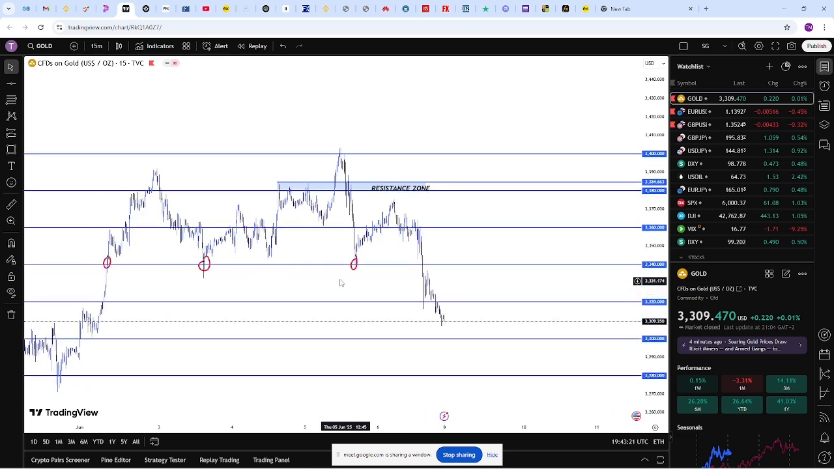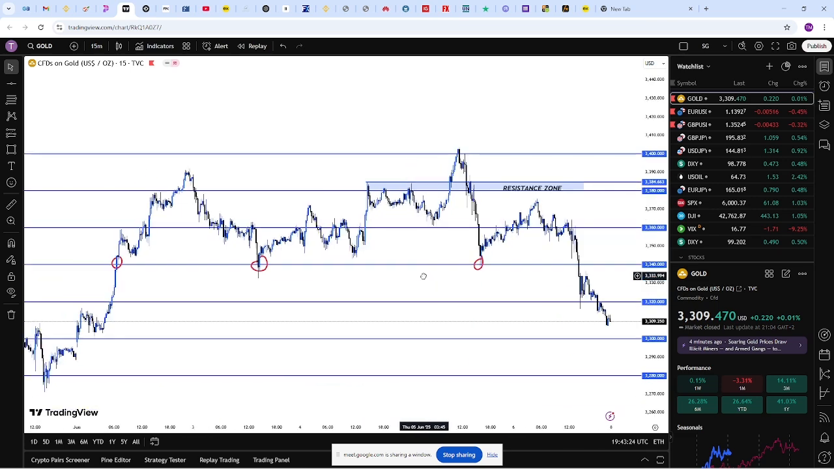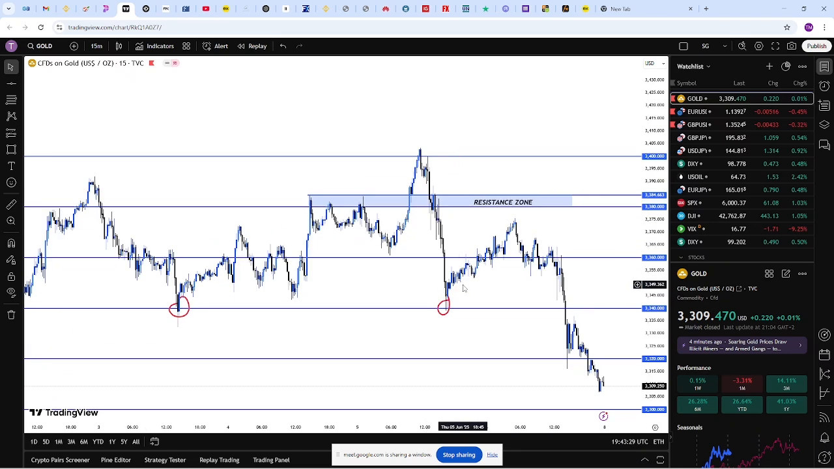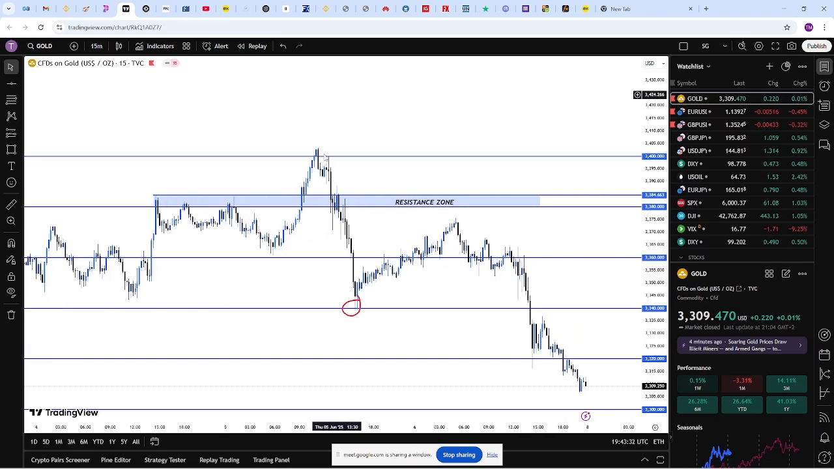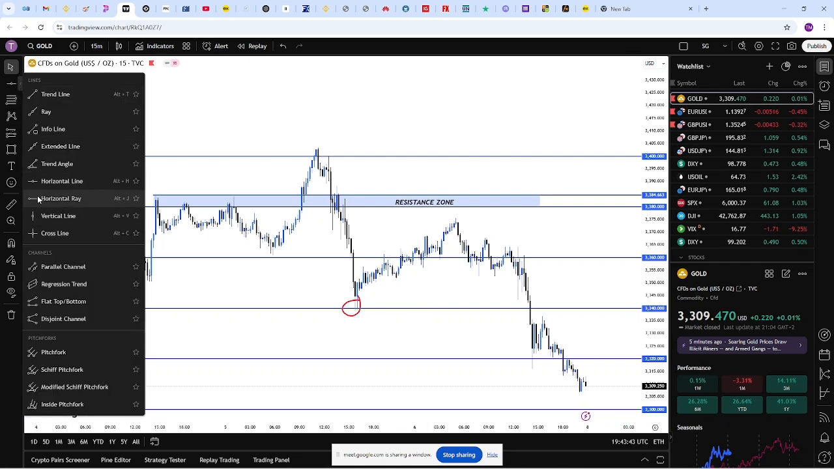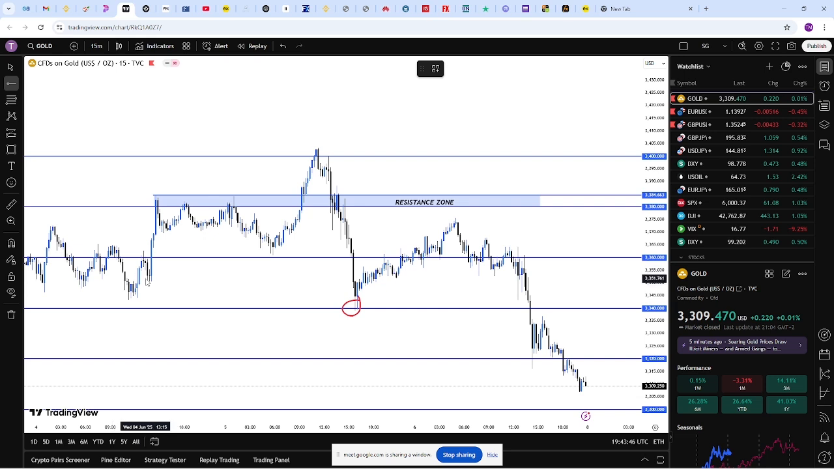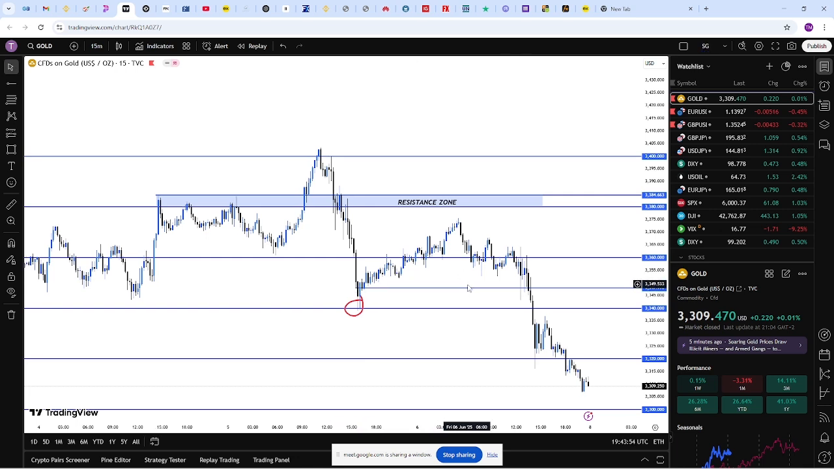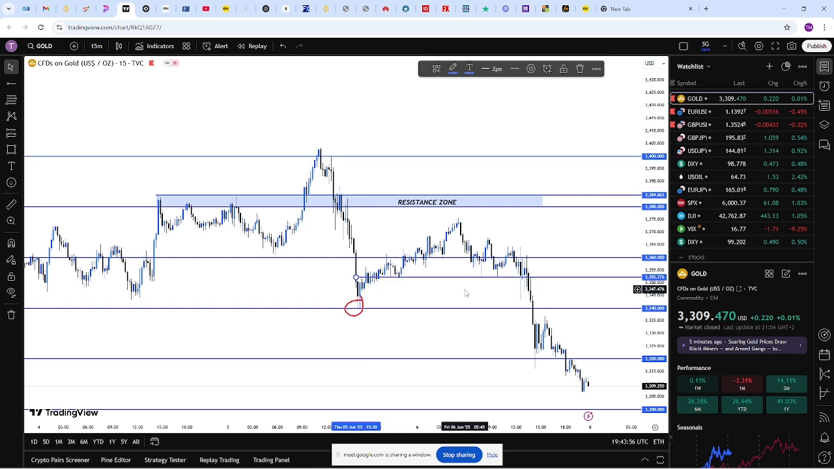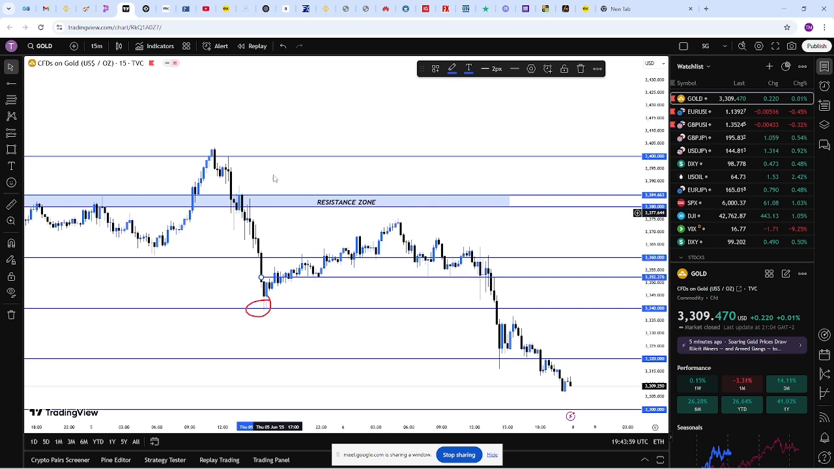And if it has gotten to this place, you take your time, you zoom out, and then say, if it has gotten here, I'm expecting it to get there again. If you still want to draw some lines, then if you have a major support, you can have a minor support. I'm taking a horizontal ray, where I can say the price can decide to come to this point.